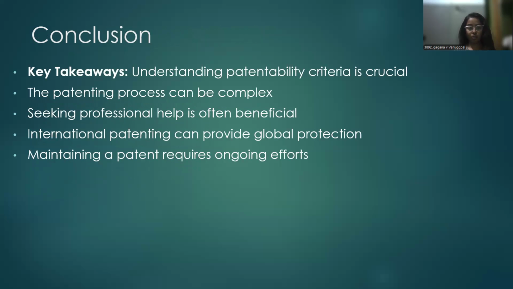Now coming to the conclusion. What are the key takeaways that we understood about patenting and its process? Understanding patentability criteria is crucial. It's not like, okay, I have invented something, let me file a patent. No, it includes a lot of procedure. It's very necessary that you learn the procedure and consult an expert, and it's very good if you do it under a mentorship. If you're a college student, you can seek help from your professors who are experts in this. They'll surely help you out.